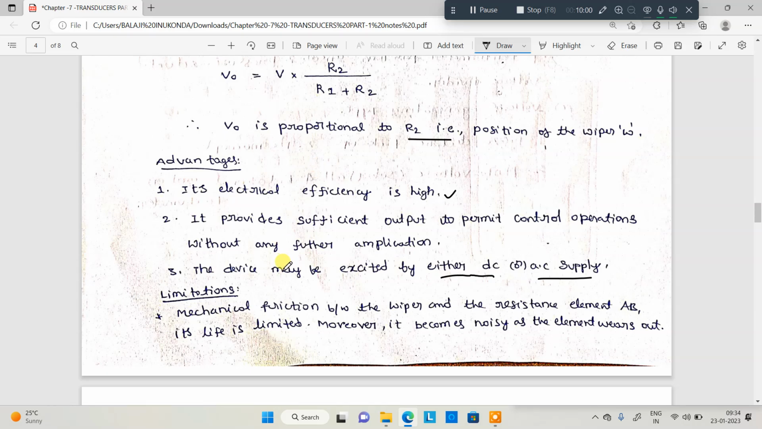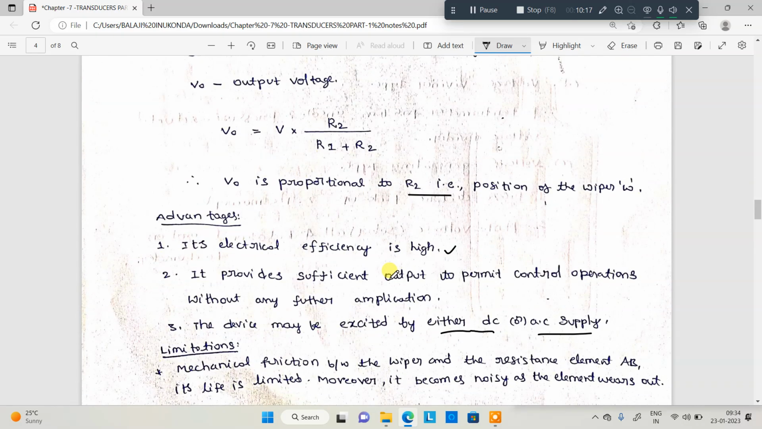The limitations here: there is a moving part, so there is mechanical friction because of the moving parts in the resistance variation element, as well as noise, because whenever there is movement, noise is also one of the drawbacks for these particular transducers.